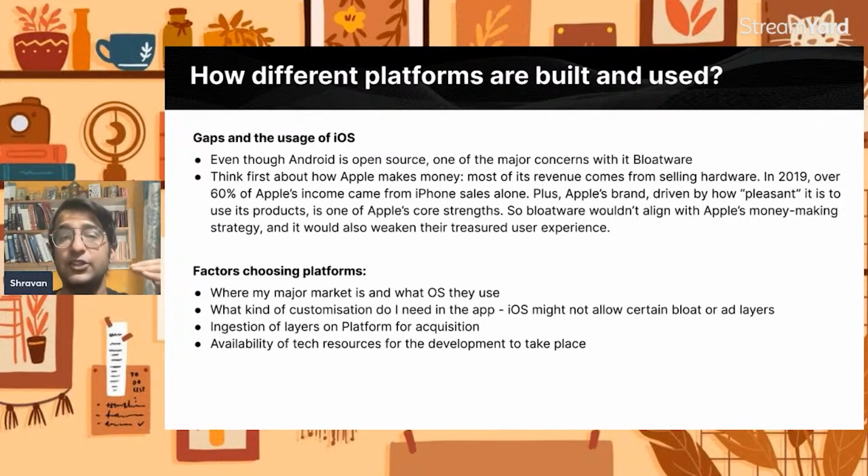Third, ingestion of layers on the platform for acquisition, right? Android is not only in the phone ecosystem. Android is simultaneously in the TV ecosystem, in the car ecosystem. So if you want to gather a lot of data for acquisition, you would use Android. Also, Apple does not allow a lot of information in terms of privacy guidelines. So the third important factor for you to understand which platform to use is primarily from an acquisition standpoint, which basically means in terms of the data gathered. So Android is something that you would fundamentally use for acquisition.